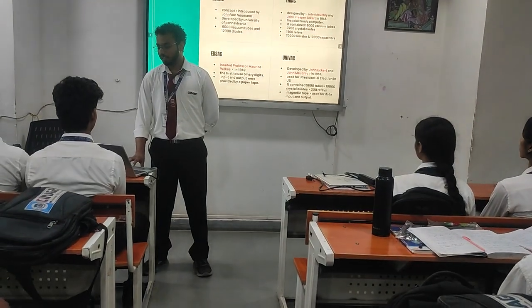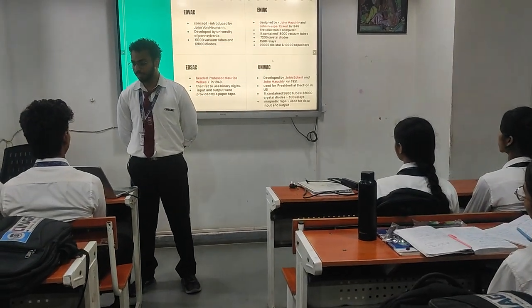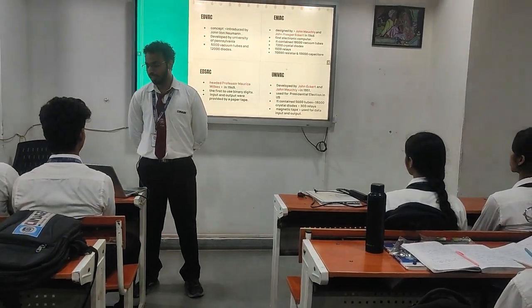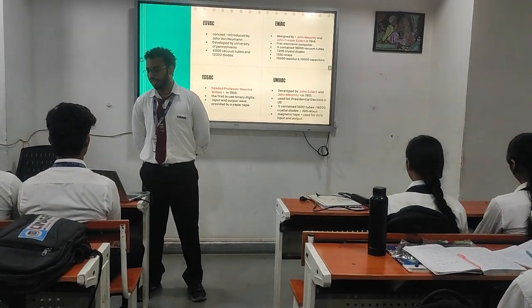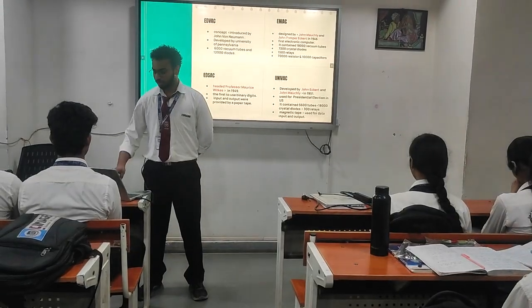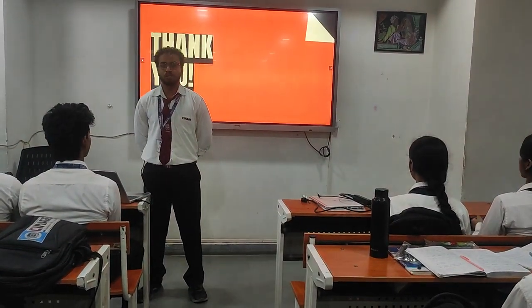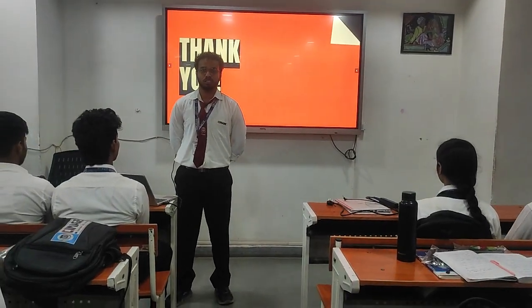And another type of computer is UNIVAC, which was developed by John Eckert and John Mauchly in 1951. It was used for the presidential election, and 5,600 tubes were used with 18,000 crystal diodes and 300 relays, and magnetic tape was used for input and output. Now we are over with this PPT. So does anyone have any question about this?